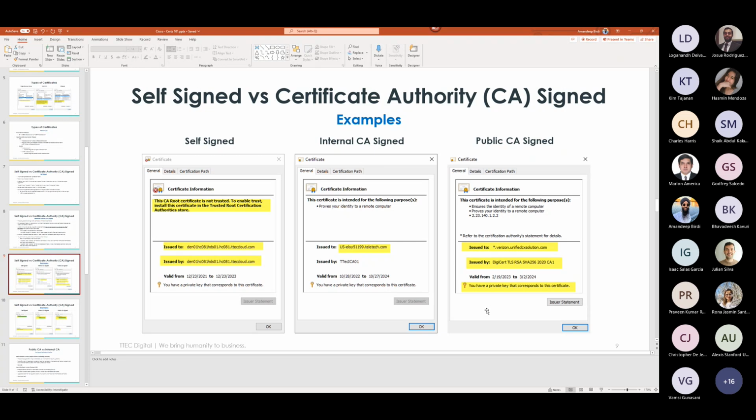Oh, hi, Amandeep. I have one question. For the chain of trust, normally it's the application certificate that expires, right? So when do we need to renew the intermediate or root certificate?